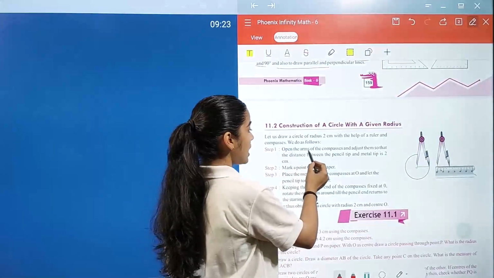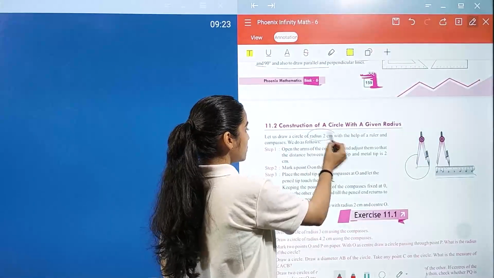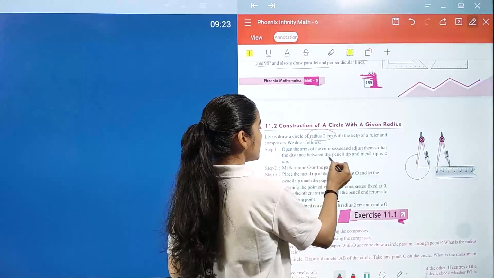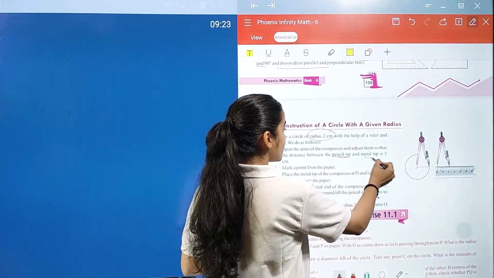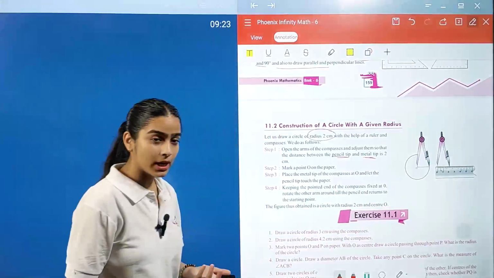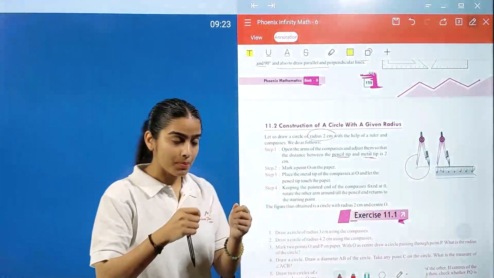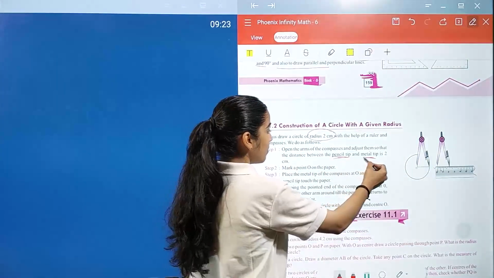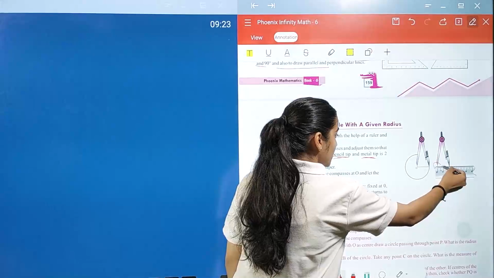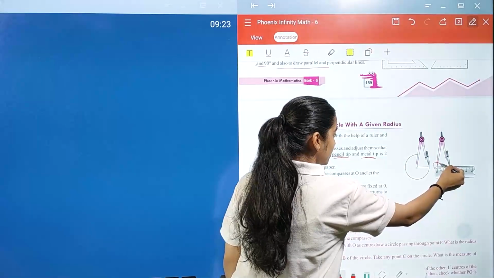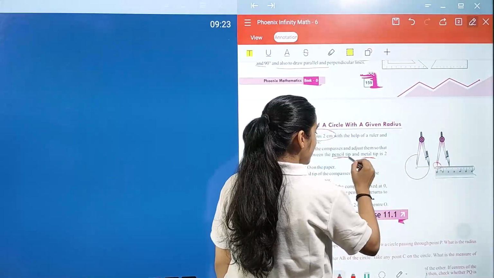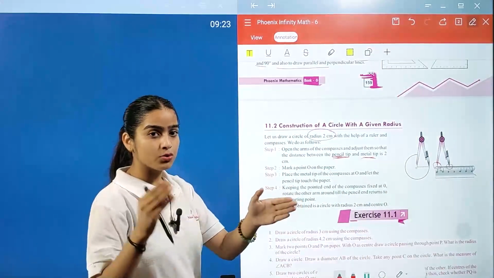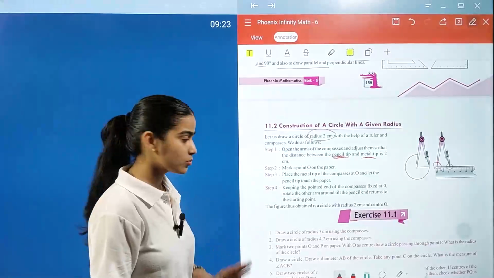So step 1: we have a radius of 2 centimeters. Open the arms of the compass and adjust them so that the distance between the pencil tip and the metal tip is 2 centimeters. How can you do that? You take your rule and open your compass. Your metal tip should be at 0 and your pencil tip should be at 2. It means you open your compass from 0 to 2 centimeters, which is equal to the radius of 2 centimeters.